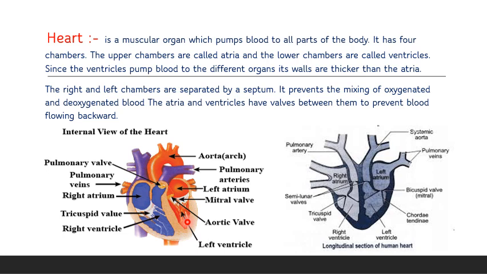So the upper two chambers, I told you already, are called atria, and the lower chambers are called ventricles. The right and the left chambers are separated by the septum. There is a particular organ called the septum. It prevents the mixing of both oxygenated as well as deoxygenated blood. The atria and ventricles have walls between them, as you can see here.